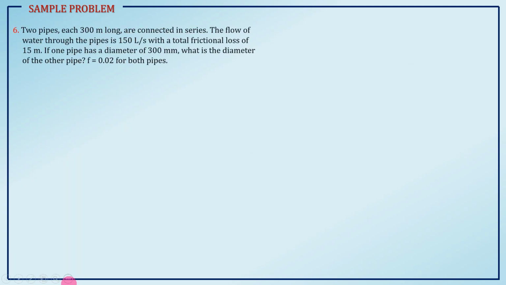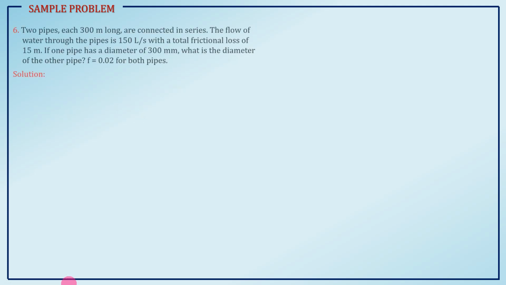So, next we have sample problem number 6 naman. Two pipes, each 300 meters long, are connected in series. The flow of water through the pipes is 150 liters per second with a total frictional loss of 15 meters. If one pipe has a diameter of 300 millimeters, what is the diameter of the other pipe? So, given tayo ng friction factor na 0.02. It's for both pipes. So, we have series daw na connection ng two pipes.